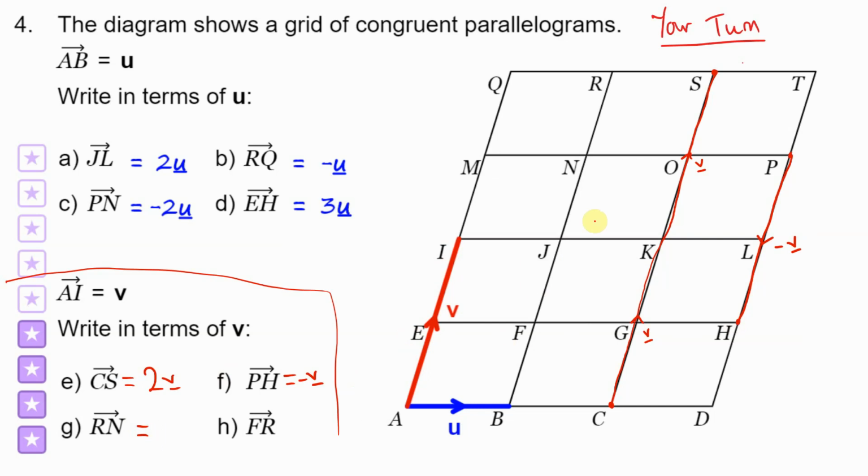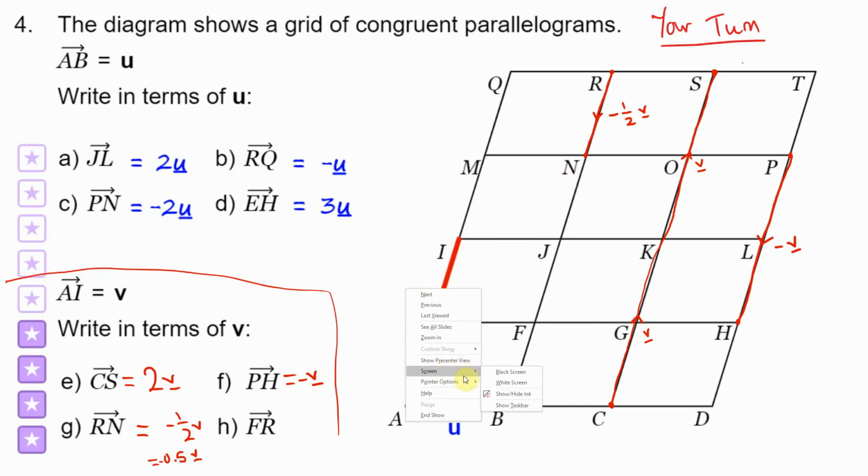R to N. Well, I'm going down, so I know it's going to be a minus. But if I was doing a minus V, I'd have gone down 2 blocks. I've only gone down 1. So I've actually done a half of that movement. So that would be minus a half V. You could also write that as minus 0.5 V. But fractions are always the best when we're doing vectors because it just keeps it neat and tidy. And then F to R. So I'm going to do this in a different colour just because I'm going to overlap.